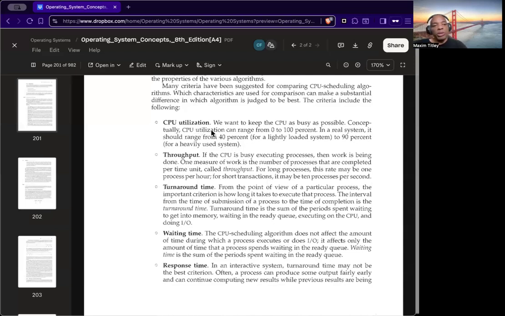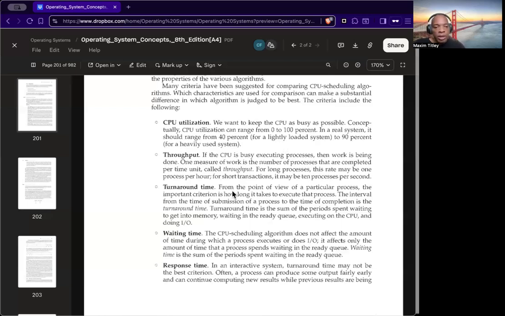Now, CPU utilization. We want to keep the CPU as busy as possible. Conceptually, CPU utilization can range from 0 to 100%. In a real system, it should range from 40%, which is lightly loaded, to 90%, which is almost used up, but not completely overwhelmed.